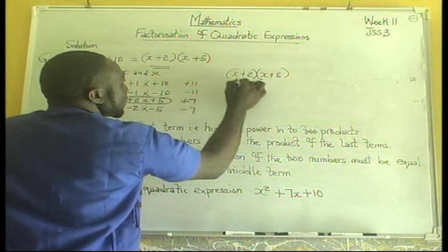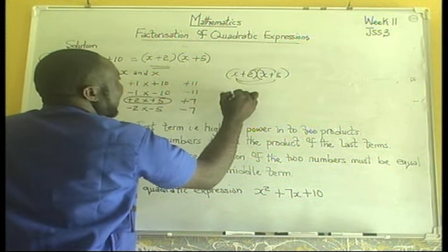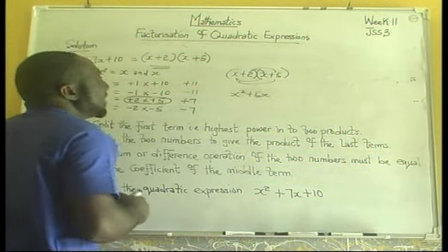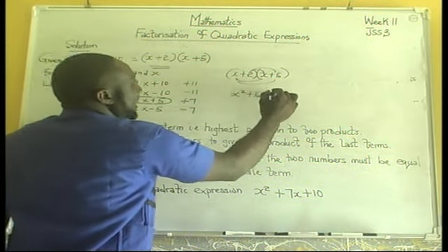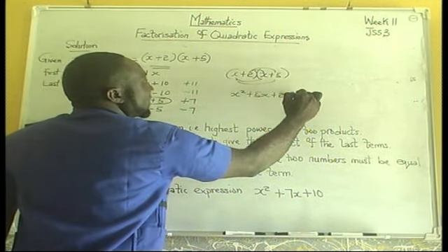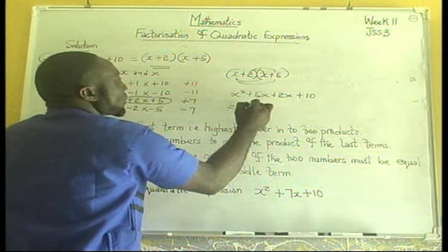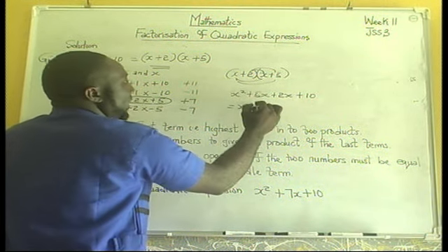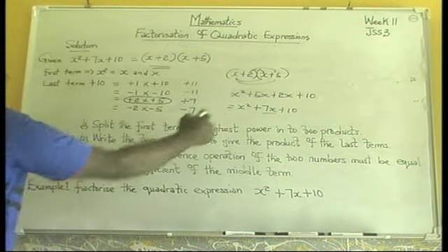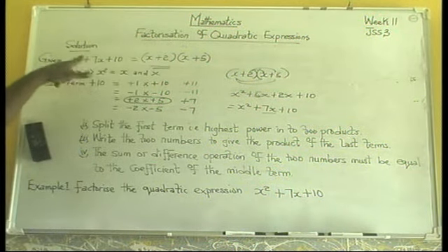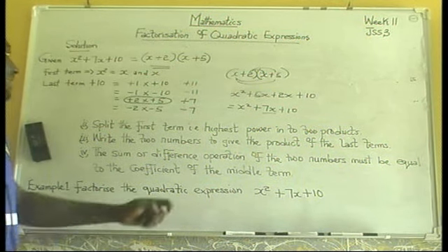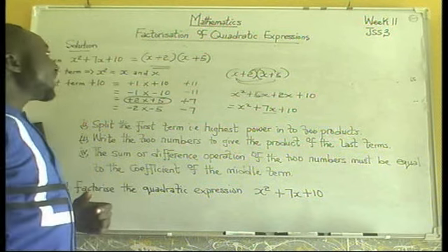Now let's open the bracket. X times x is x squared. X times plus 5 is plus 5x. Plus 2 times x is plus 2x. Then plus 2 times plus 5 is plus 10. Therefore, x squared plus 5x plus 2x is x squared plus 7x plus 10. Can you see that you have gotten this answer? So the factorization of this quadratic expression is x plus 2 into bracket of x plus 5.